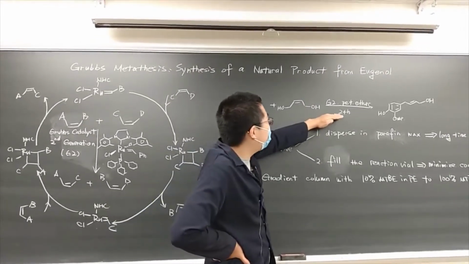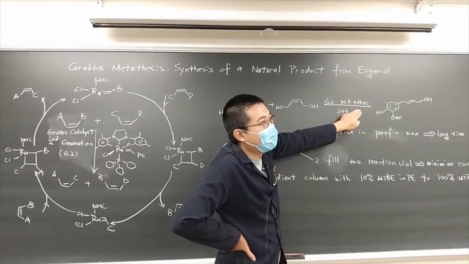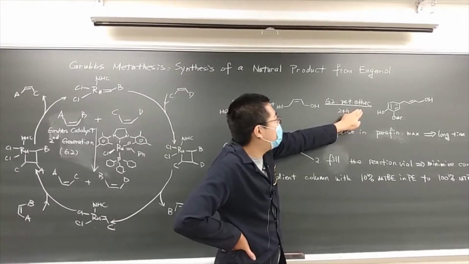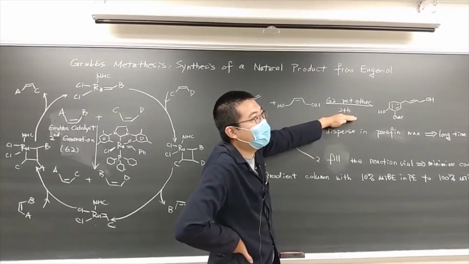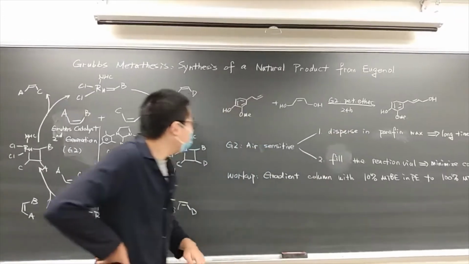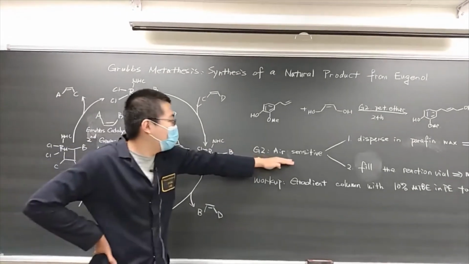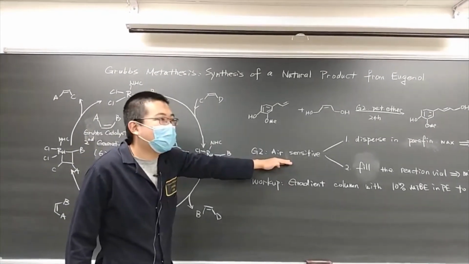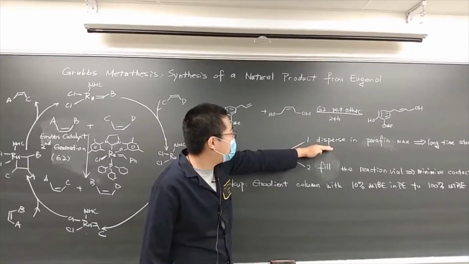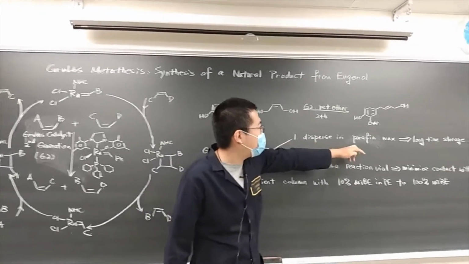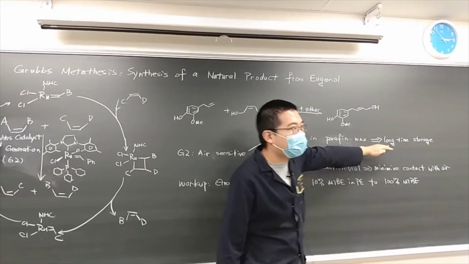And the condition will be the Grubbs catalyst in petroleum ether, which is a non-polar solvent, and it should react for at least 24 hours at room temperature. And because it is a transition metal catalyst, it would be air sensitive. So we are using two methods to avoid that. First, the catalyst you get will be a dispersion in paraffin wax, and it will give long time storage for the Grubbs catalyst.